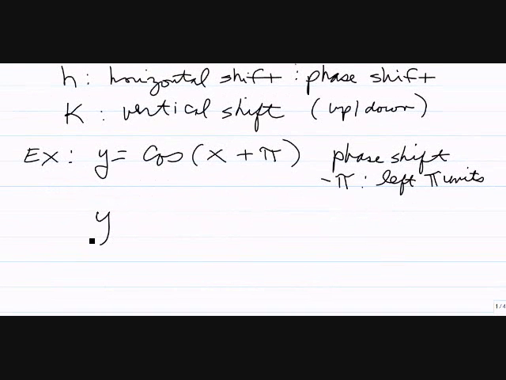If I got y equals sine of x or theta, and I say plus 3, and I am not inside the parentheses, then that's my vertical shift, that's my k. That means we are doing a translation that is up 3 units.